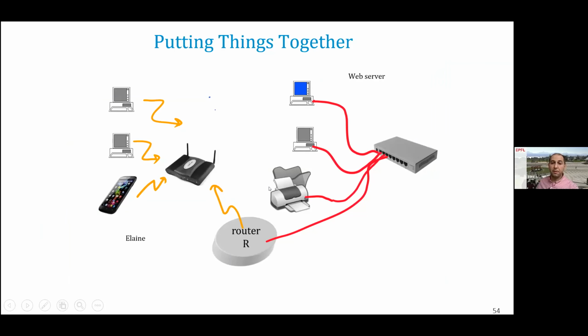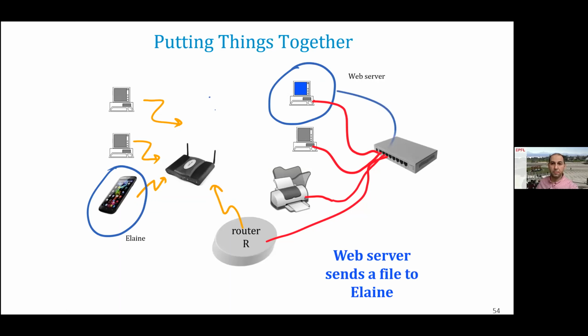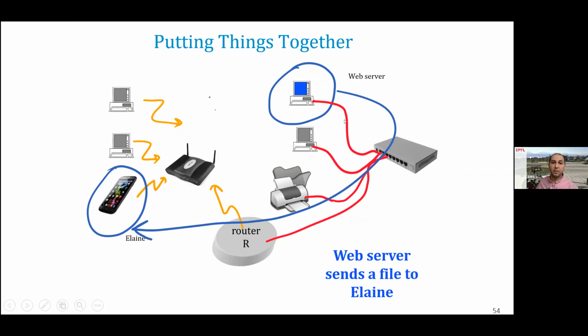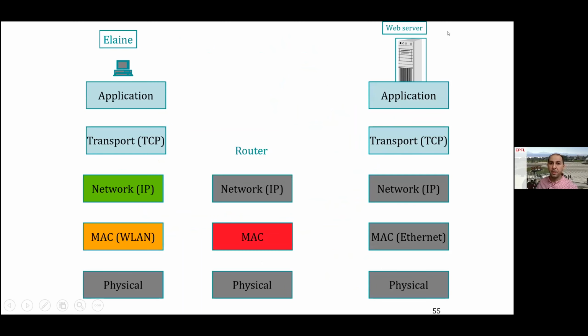Now let us put everything together. We have a web browser which is sending a file to Elaine. So now we'll try to analyze a bit how things are going between the web browser, switch, router, and Elaine's. Here we have the web browser. The web browser is sending a packet.